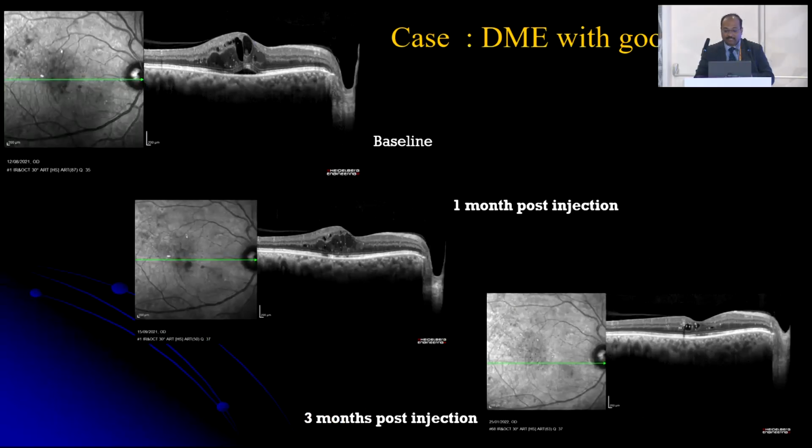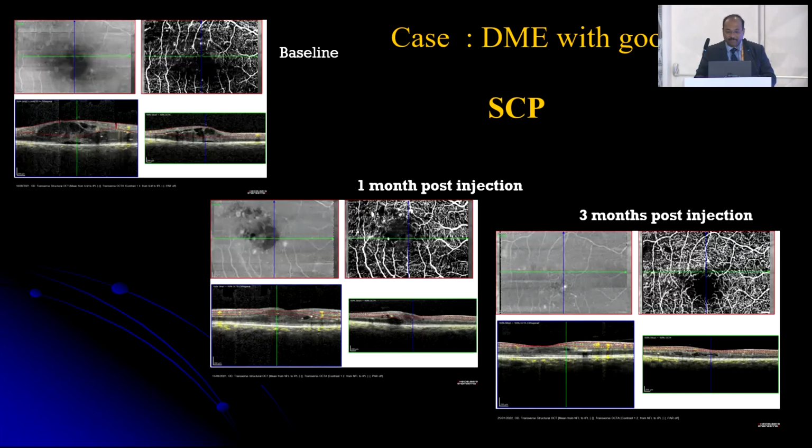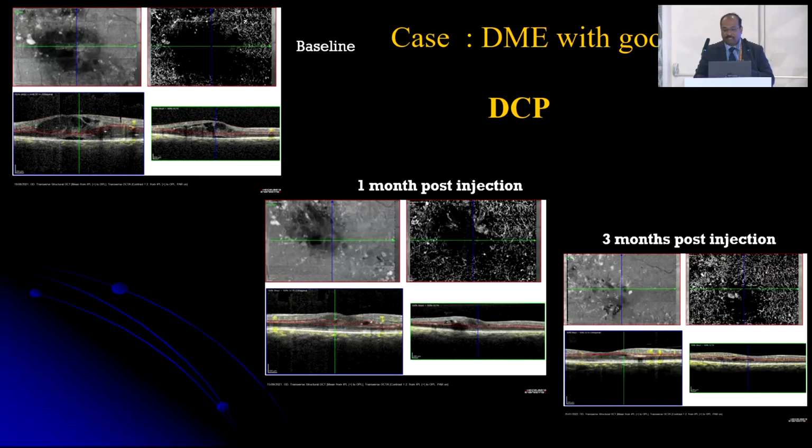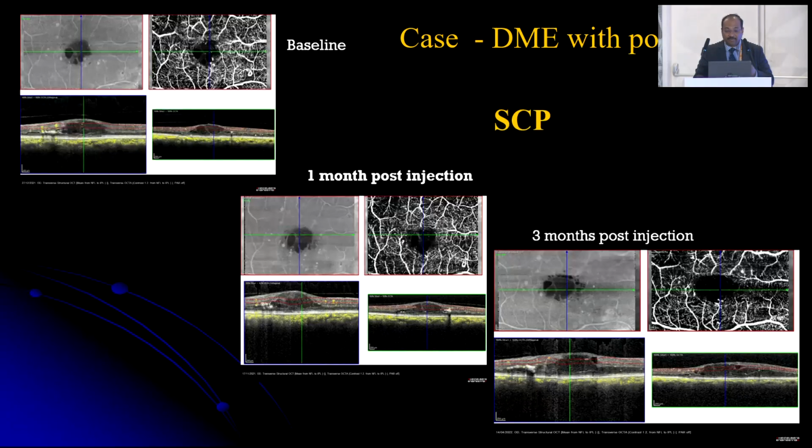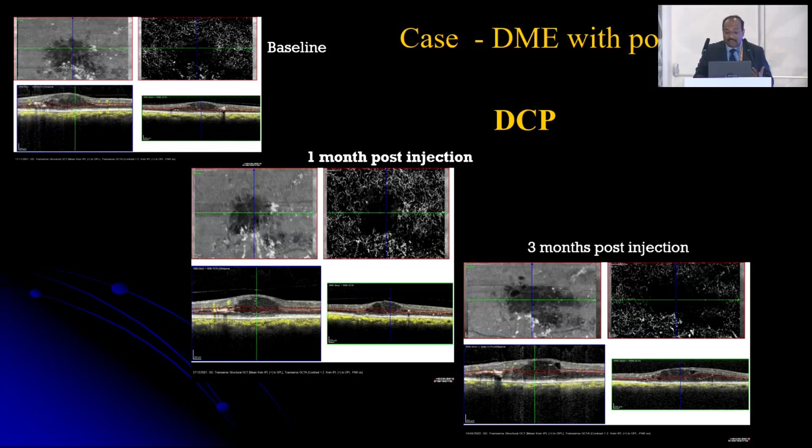Okay, so these are just some examples from our experience. You can see DME with a good response, good resolution with anti-VEGF treatment. Some had superficial capillary plexus loss, DCP loss also. But you see a case with a poor response, where it was fairly refractory to anti-VEGF. Initially, SCP loss was there, but you can see that the deep capillary plexus loss at baseline is far more.